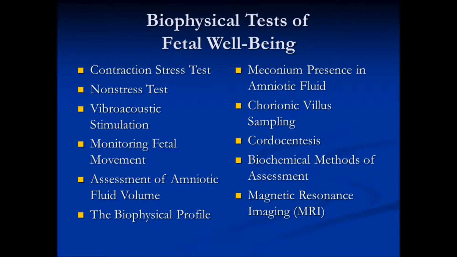Okay, now we're going to talk about the biophysical tests that are used to determine the well-being of the fetus. The first one is called the contraction stress test, or CST. The CST is used to determine the presence of uteroplacental insufficiency, one of the original forms of measuring fetal compromise. So the CST is commonly done.